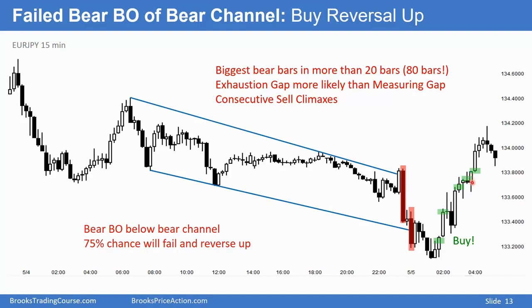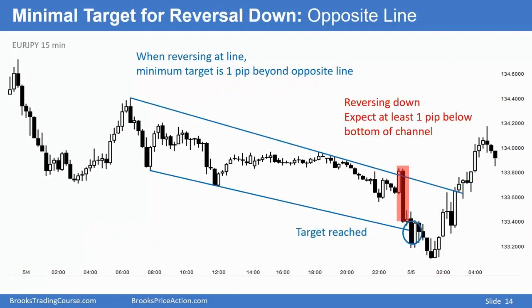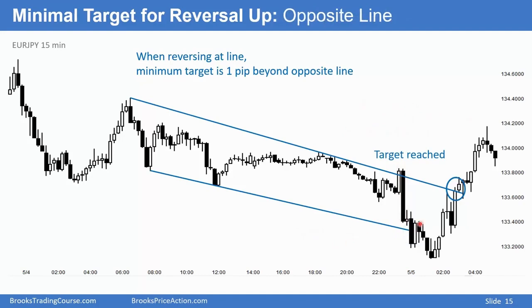Here the bears tried to reverse twice, 1, 2 at the top of the channel, and it failed. Traders will buy above the high of this bull bar, betting that the trapped bears will buy back their shorts. Reversal down from the top of a channel. Minimum target is a little bit below the bottom of the channel, and that target was reached. Reversal up from the bottom of the channel. Minimum target a little bit above the top of the channel, and the bulls reached their target here. However, it continued up much beyond that.